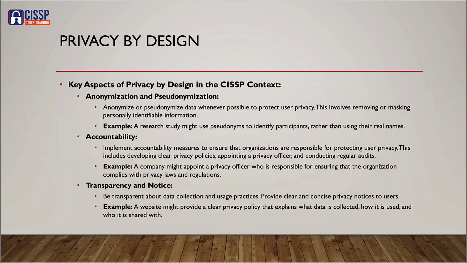Transparency and notice. This is where you need to be transparent about all data collection and usage practices. You need to provide clear, concise privacy notices to your users. And you'll see this a lot when you go to a website and they'll have, do you accept this? Do you deny this? Those are the privacy notices that are being portrayed on their websites. But you need to do that also with your people. Sometimes it has to be done in a written format and provided to them either in paper or an electronic PDF type file. So again, those are the different pieces around privacy by design.